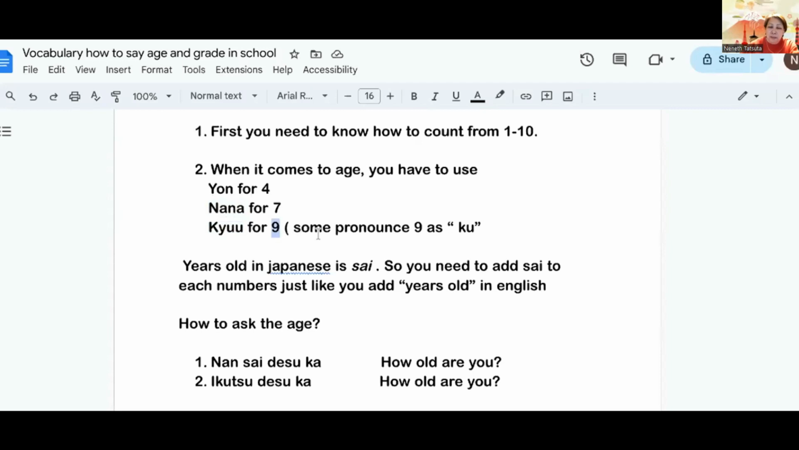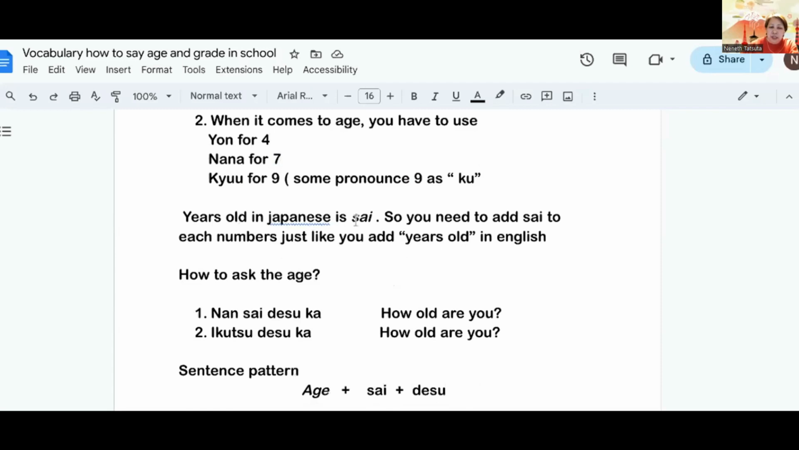Some pronounce it as ku, and some pronounce it as kyu, but it is the same. So for the 9, ju kyu sai. We use the word kyu. In counting, you can use ku for 9, shichi for 7, and shi for 4. So yon for the 4, nana for 7, and then kyu for 9.